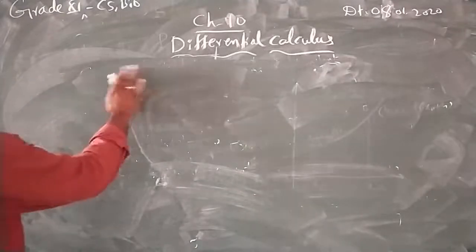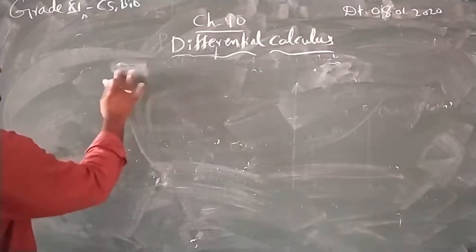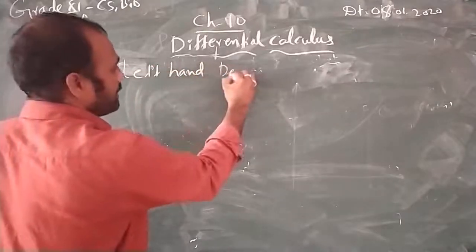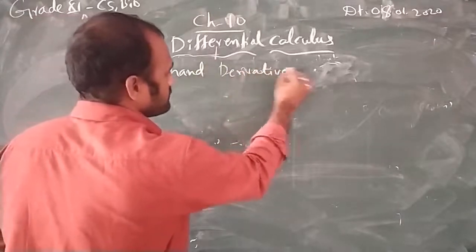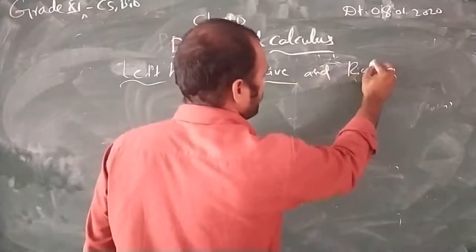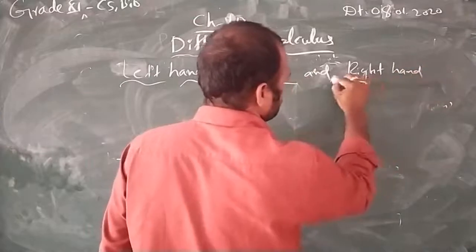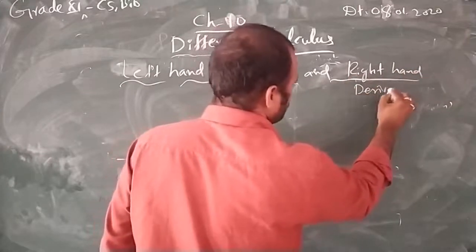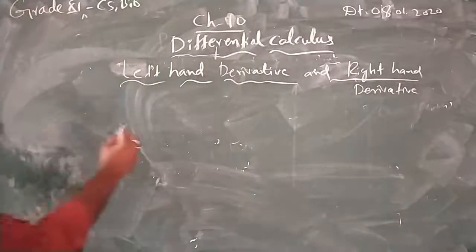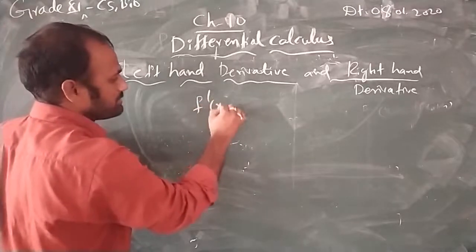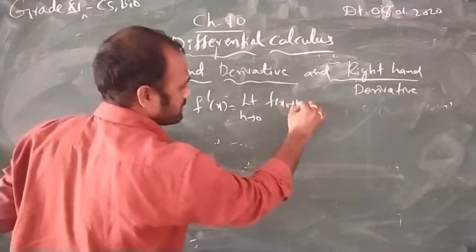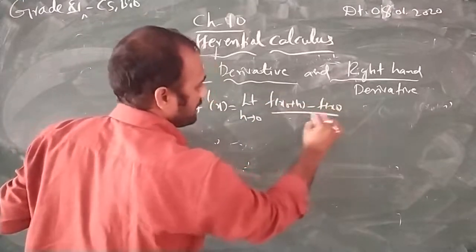Now, let us understand about left hand derivative and right hand derivative. So the meaning of left hand derivative and right hand derivative. First, let us write the derivative definition. F dash of x naught is equal to limit h tends to 0, f of x naught plus h minus f of x naught divided by h.